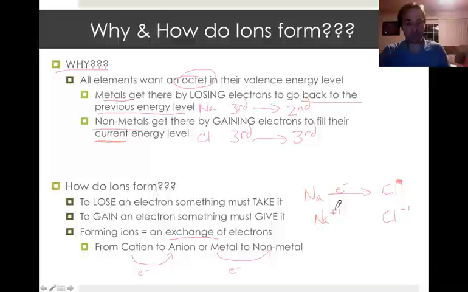Okay? Now, technically, you don't need to put the ones here if you have a positive or negative. It's assumed if you put a positive here, it's a +1. If you put a negative here, it's a -1. If it's greater than +1, you put positive, then you have to write a number, like +2. If this charge was greater than -1, you'd have to put -2 or -3. Okay? But they exchange, and that creates the ions.